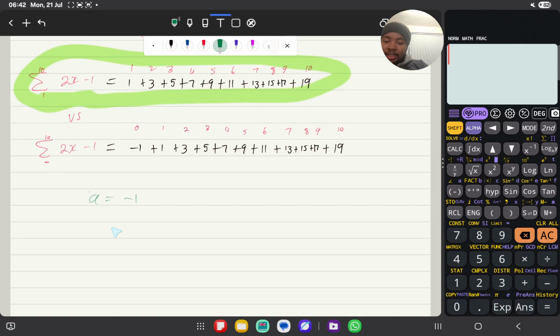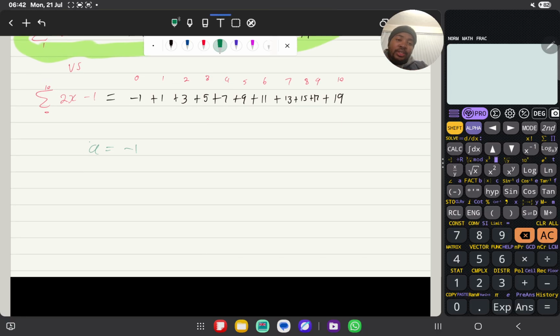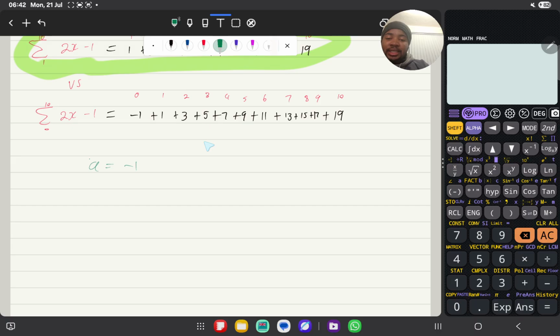And then what else would I need? I need D, right? To get D, because I know this is arithmetic, I can just say any consecutive terms, T3 minus T2 should give me D. So that is 3 minus 2 minus 1, that is 2. So D is 2.